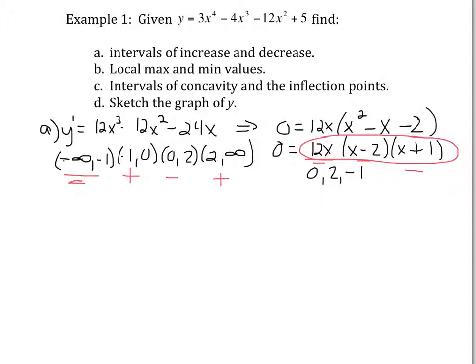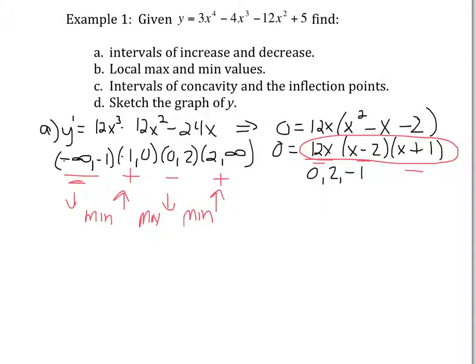Okay, so looking at this, we have our intervals then. So here we have an interval of decrease, increase, decrease, increase. And then we learn from the first derivative test that if we switch from a negative to a positive, we have a local min. So we have a min here in between those. And then from a positive to a negative, we have a max. From a negative to a positive, we have a min.